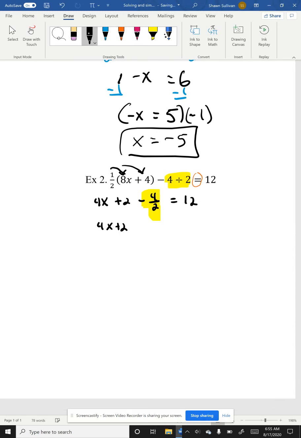We have a 4x plus 2, and then negative 4 divided by 2 is negative 2, that equals 12. We can combine like terms, and we get 4x. Positive 2 minus 2 is 0, and so that's equal to 12. We're solving, so we're isolating our x here. We have 4 times x. To undo multiplication is division, so I'm going to divide both sides by 4. And 4 divided by 4 is 1. x equals 3. And we are done.